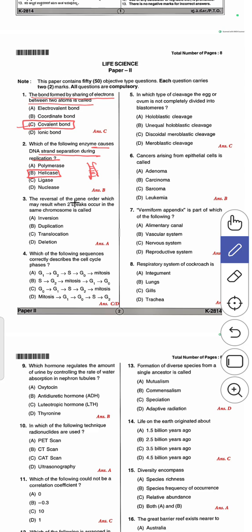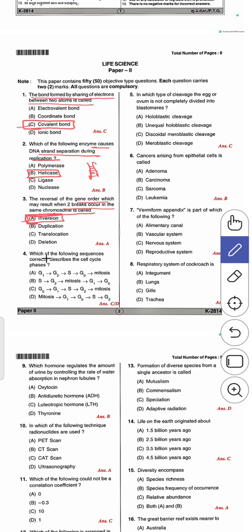The reversal of gene order, which may result when two breaks occur in the same chromosome, is called. So that will be called as inversion. Inversion is the process where the gene order is reversed as a result of two breaks in the same chromosome. So inversion is the right answer for this question.